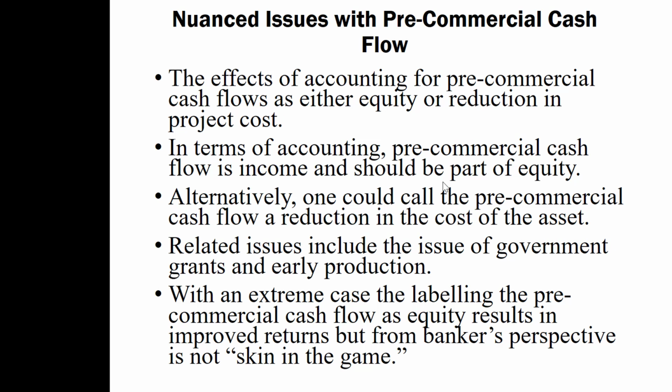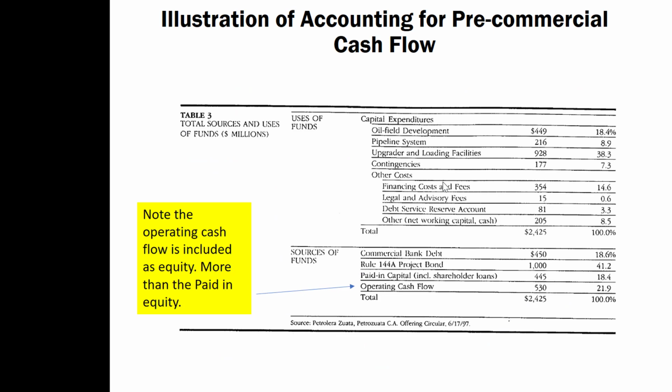And then here's another one. This is just accounting. Accounting can make a big difference. If we have pre-commercial cash flow, and this is another Harvard case study that they used to love that went bankrupt, of course, and that's the Petro Zuata. They funded this with 530 of cash flow, and they called that equity. If they would have said, no, no, no, it's kind of like IDC. Where's the IDC?